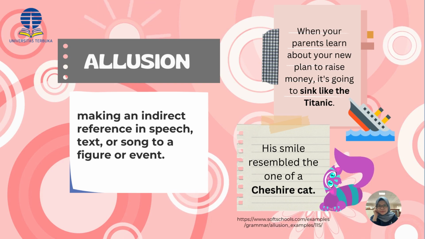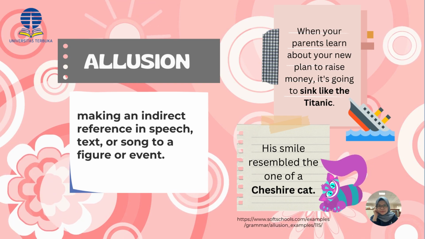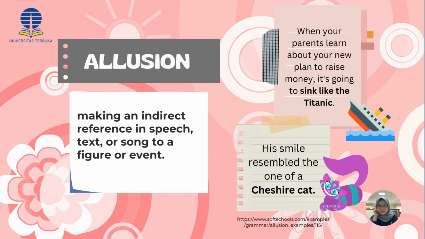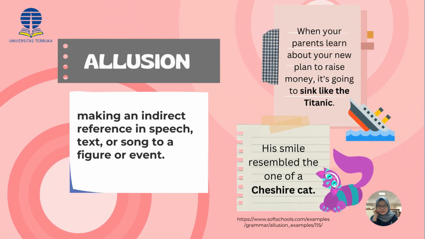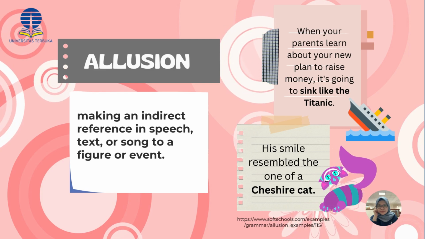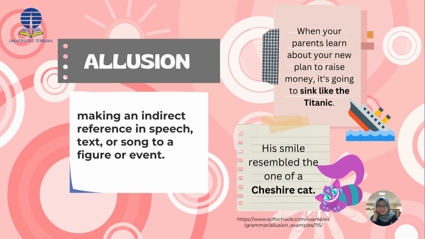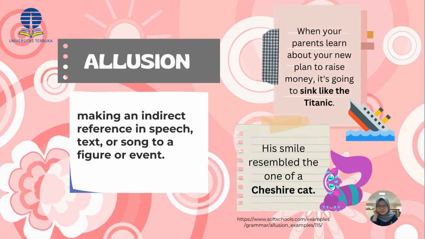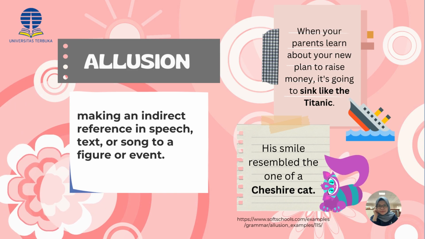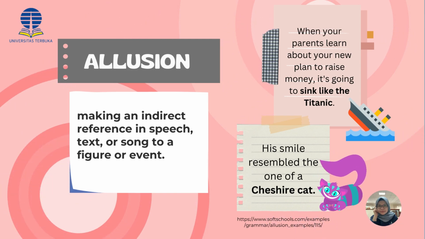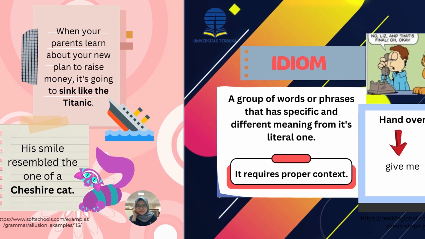Since Titanic ship, which sank more than 1,000 years ago, was famous up to now, people will easily understand the reference. Another example is the sentence, "His smile resembled the one of a Cheshire cat." Cheshire cat is a cat from Alice in Wonderland the movie. This cat is famous for its distinctive mischievous grin. This reference helps us wonder how he smiles like Cheshire cat.